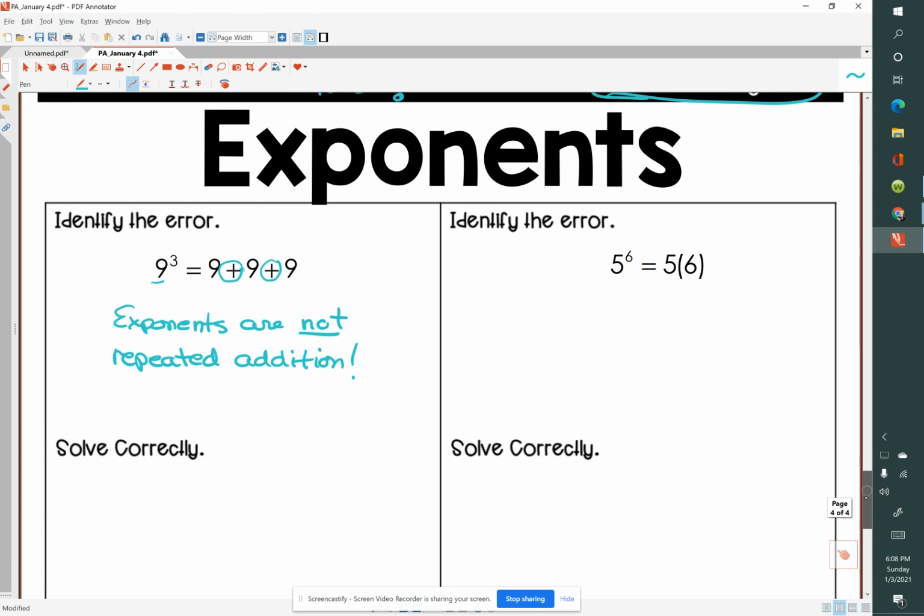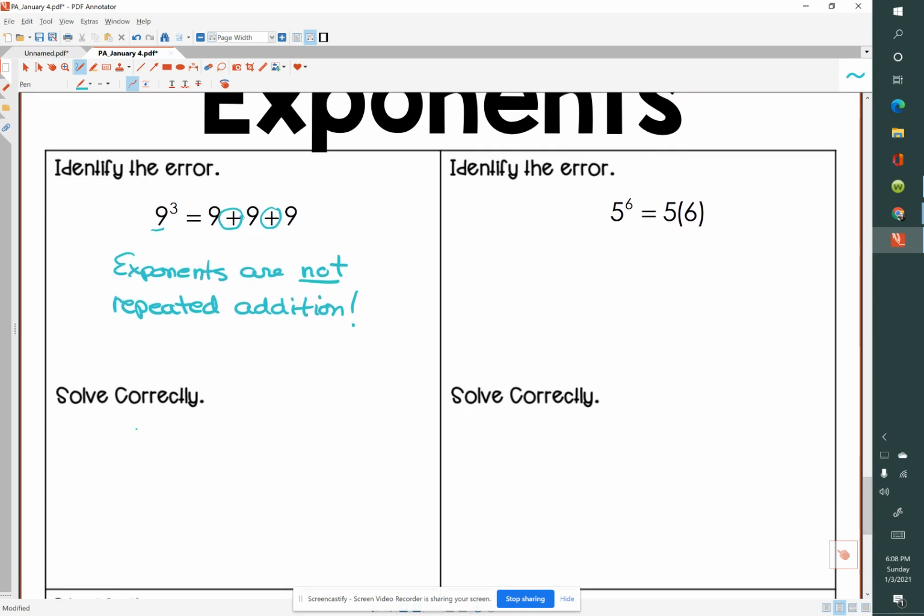And so what should that be? Let's solve it correctly. 9 to the third should be 9 times 9 times 9. And if you get your calculator out, 9 times 9 times 9 equals 729.